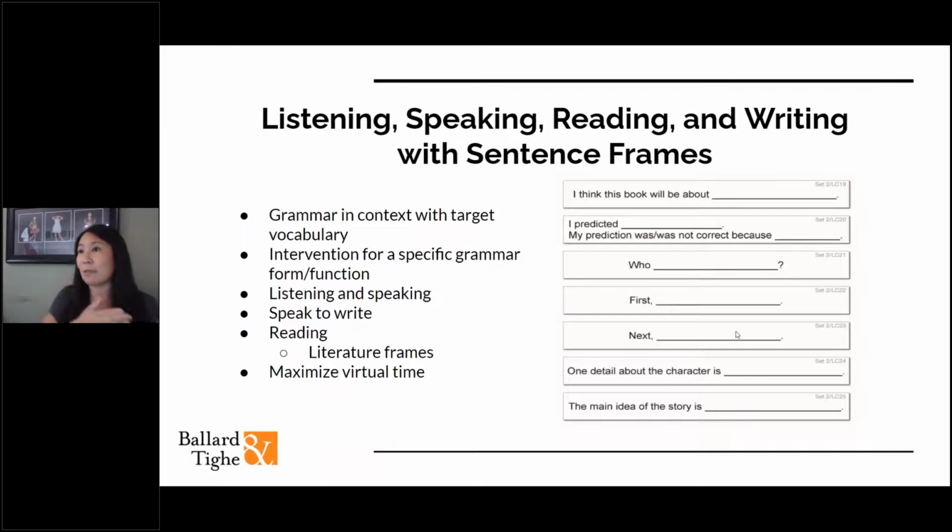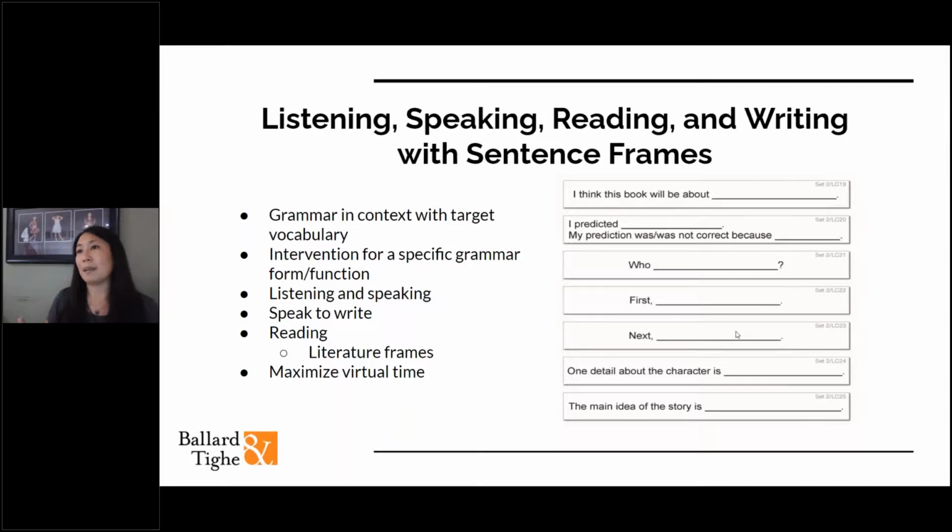Well, yeah, you could just do activities just on past tense, following a lot of different themes and vocabulary, and help them with that one grammatical form or function. Again, listening and speaking, speak to write, reading the literature frames. But definitely, I want to encourage you during this time of virtual. I know it's difficult. I'm not saying it's easy. You have to teach a totally different way and you had to learn it quickly.